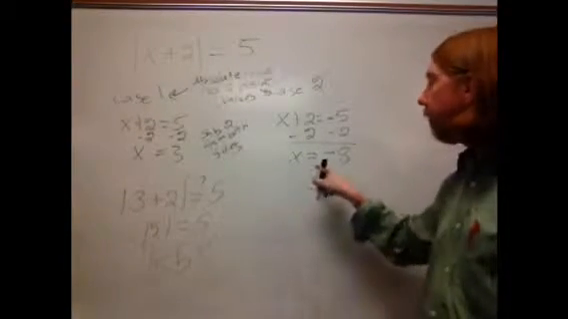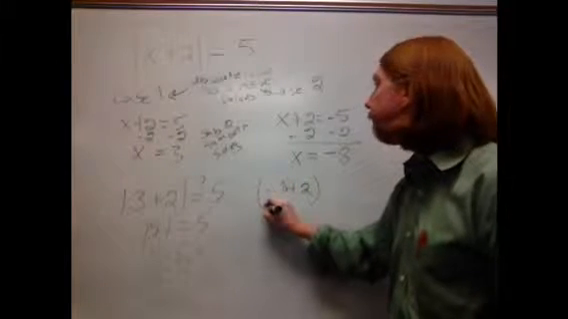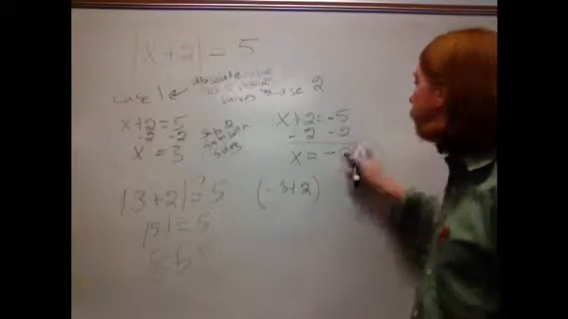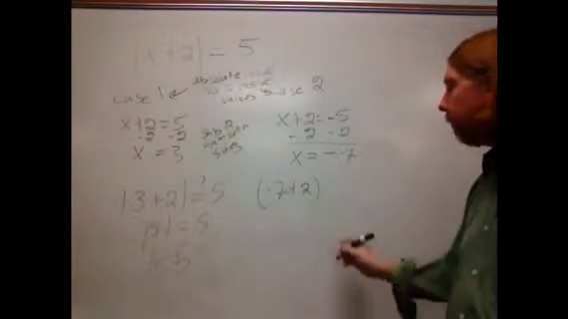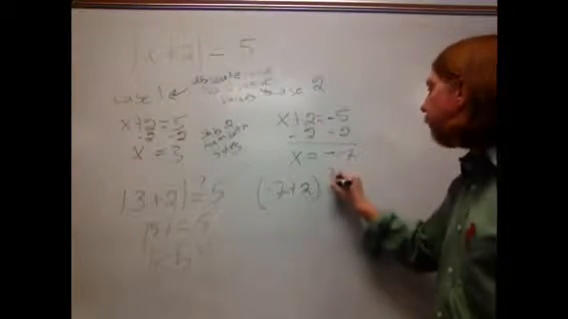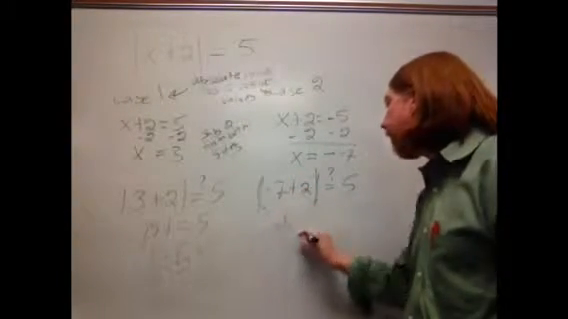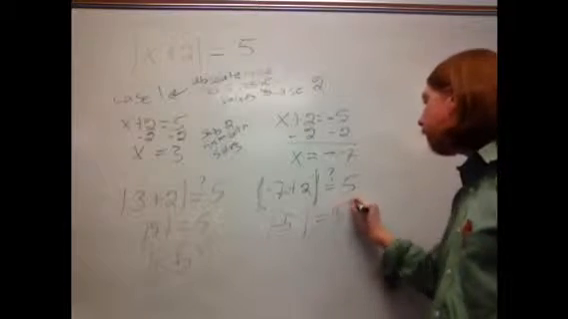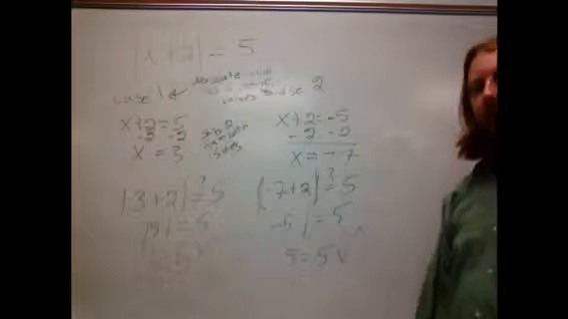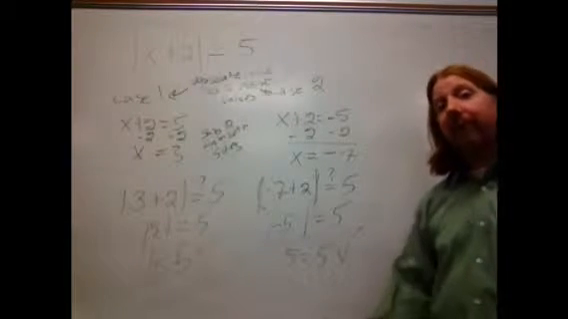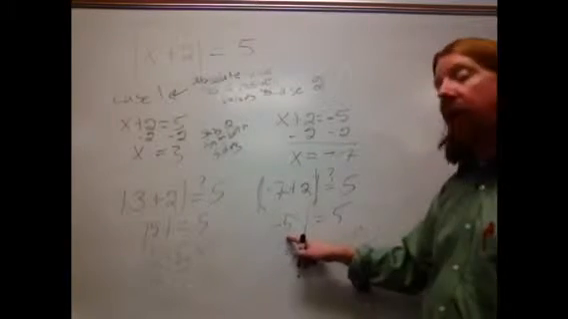Works. Now let's consider negative 8. Negative 8 plus 2 is negative 7. Negative 7 plus 2, does that equal 5? And that's when I take the absolute value of it. Well, that's negative 5, absolute valued. And that means 5 is equal to 5. Checks out. So I can see that either number could go in because the absolute value strips the sign off.